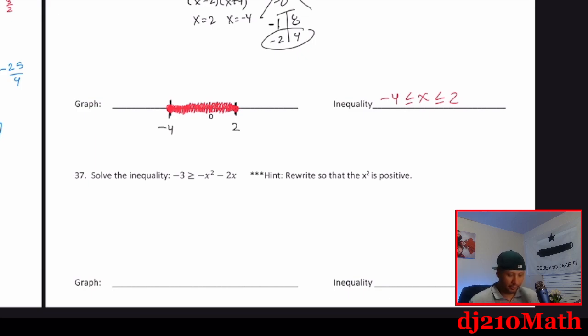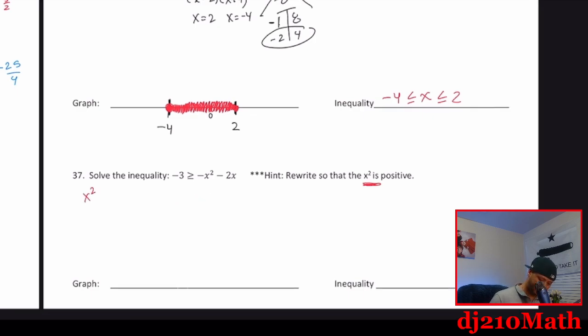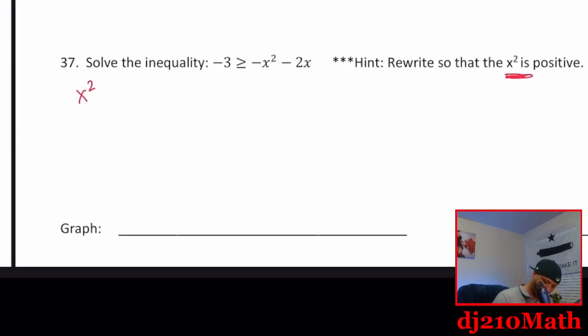Solve the inequality. Hint, rewrite so that x squared is positive. Okay. I agree with this hint. Right. X squared, when it's positive, life is just better, right? Because it's less thinking. Things behave the way they look. So I'm just going to move everything to this side and then do what we just did up here. So this is going to be x squared plus 2x minus 3 greater than or equal to 0.